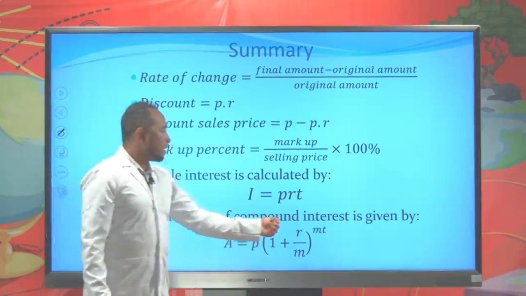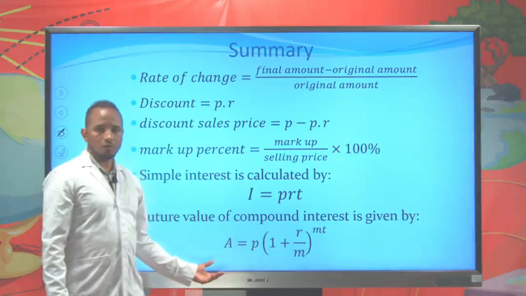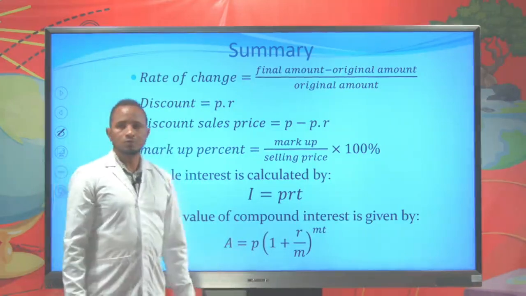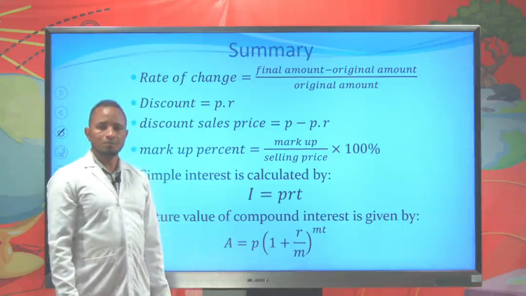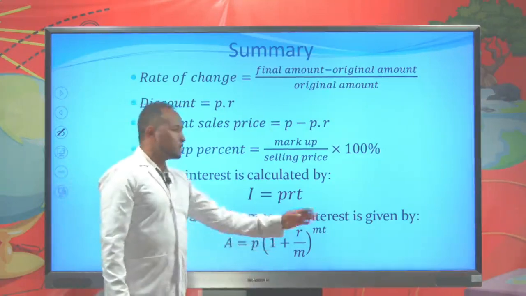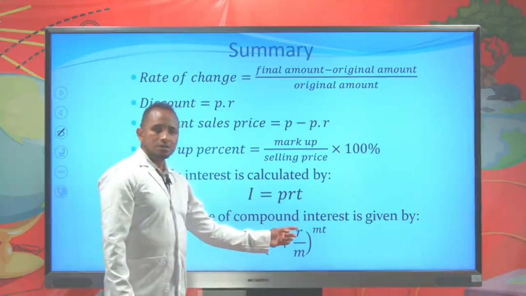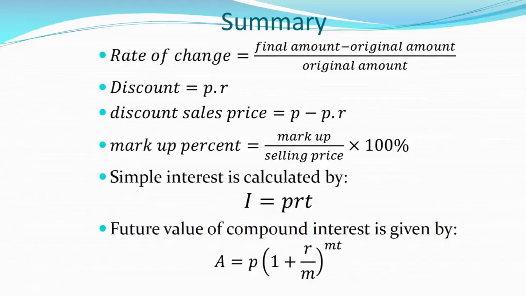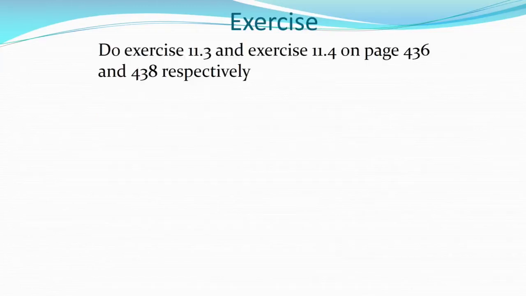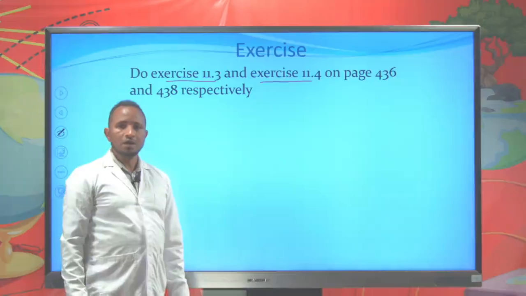Future value of a compound interest is given by this formula. Amount is equal to the principal into 1 plus R over M, the power of MT, where P is the principal, R is the interest rate, M is the conversion period, and T is time. So I'll give you an exercise, exercise 11.3 and exercise 11.4 on page 436 and 438 respectively.